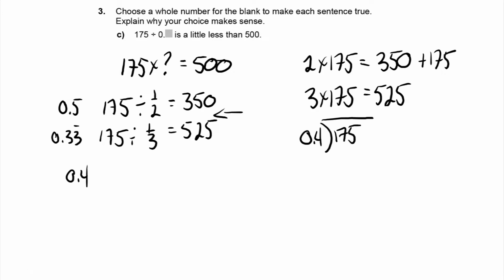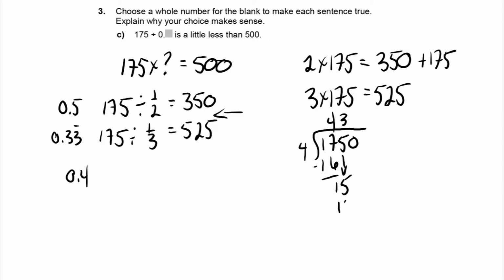Well, if you remember, this is kind of awkward when we have a decimal here. So we're going to multiply both parts by 10. So we end up with 1,750 divided by 4. We can go ahead and do the long division for that. 4 times 4 is 16. Subtract the 16 from 17. Gives us a remainder of 1. When we bring down the 5, we have 15. 3 times 4 is 12. 15 minus 12 is 3. Bring down the 0. 4 times 7 is 28.